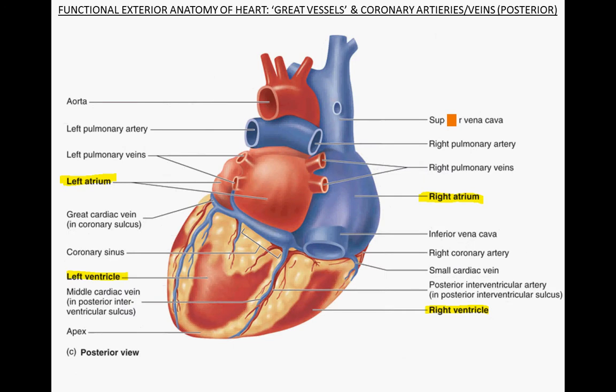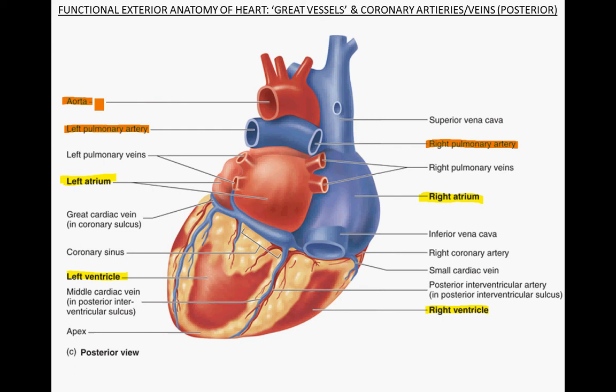Let's look at that posterior view here, and I would encourage you to take a second and look at these here. So I think we're on the artery colors here. So here's the left pulmonary artery, right, taking blood into the left pulmonary circuit. Here's the right pulmonary artery. So these are away from the heart. Here's the aorta up here, taking blood out of the left side of the heart.